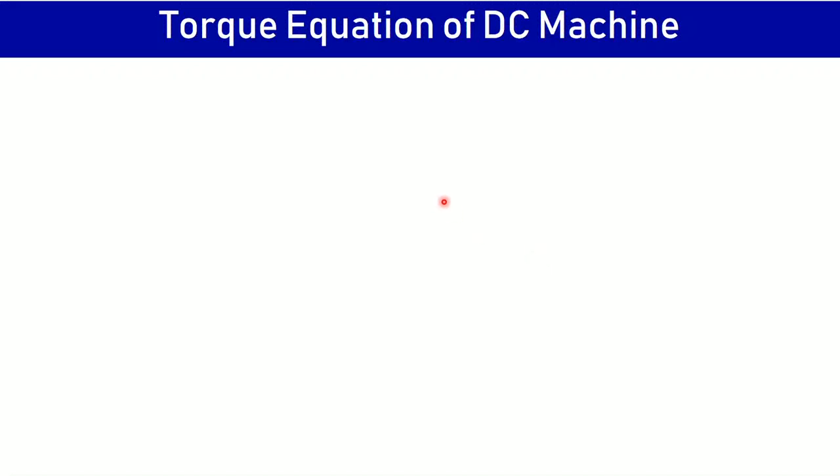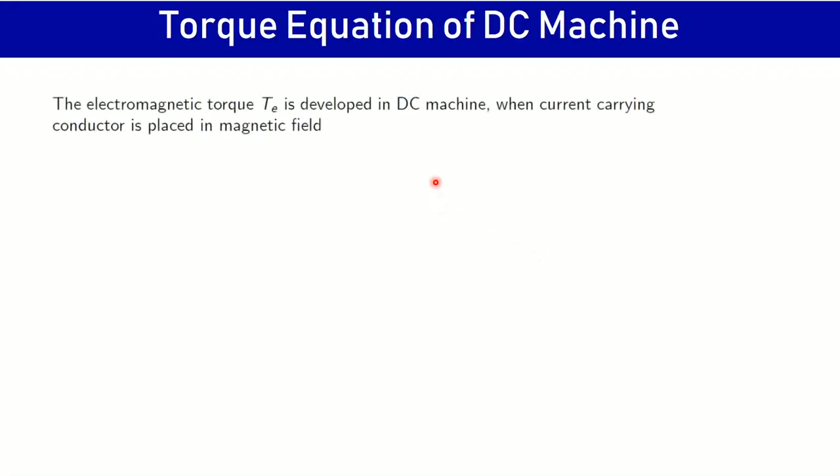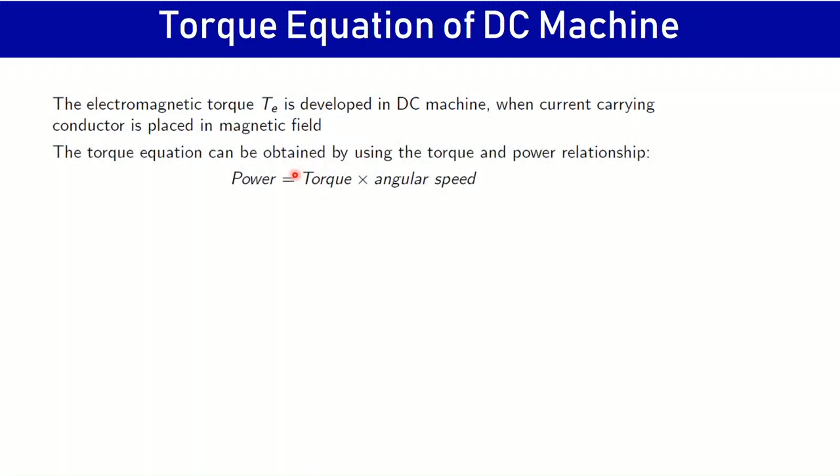Obtaining the circuit model also helps us to derive the expression for torque. Now, an electromagnetic torque is developed in the machine when the current carrying conductors are placed in a magnetic field. This torque can be expressed in terms of the mechanical power and the angular speed. So power is equal to torque multiplied with the angular speed. Here Te is the electromagnetic torque, omega m is the angular speed in radian per second, and P is the power.